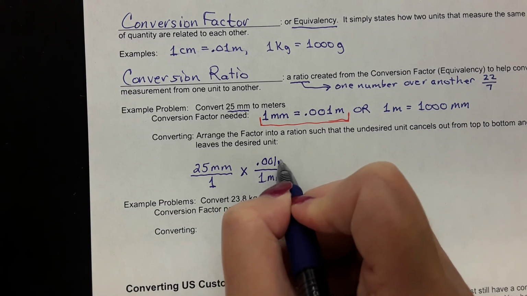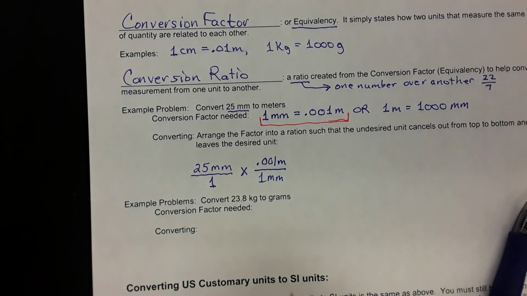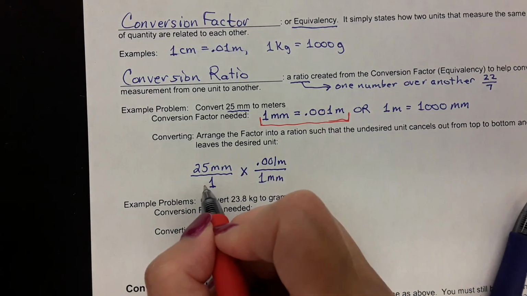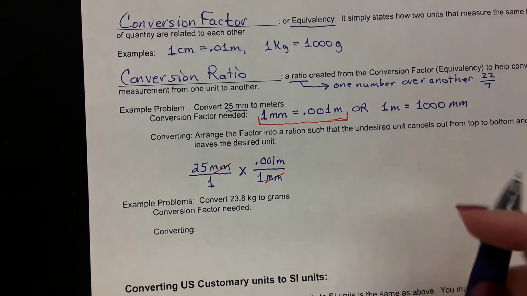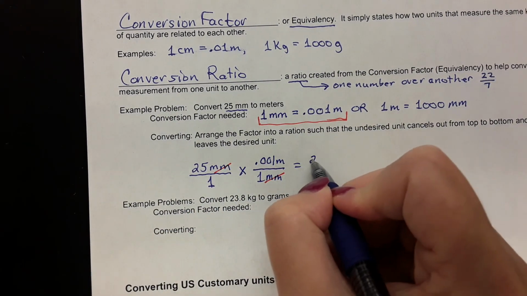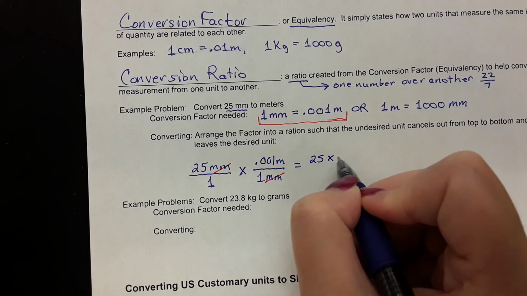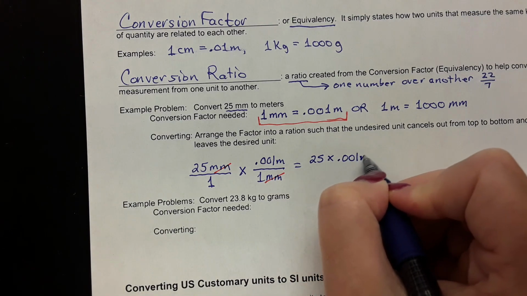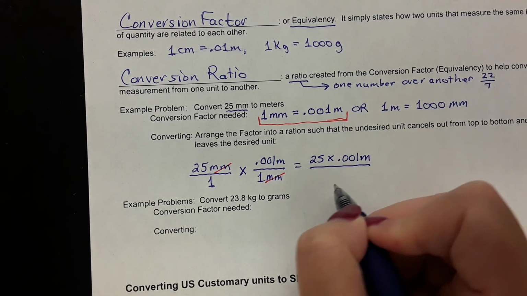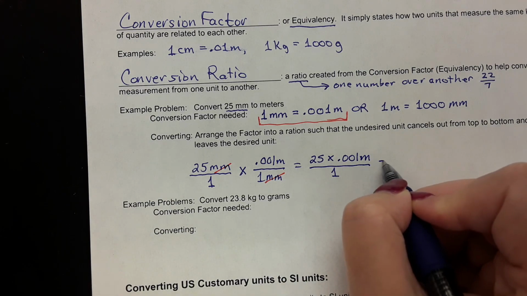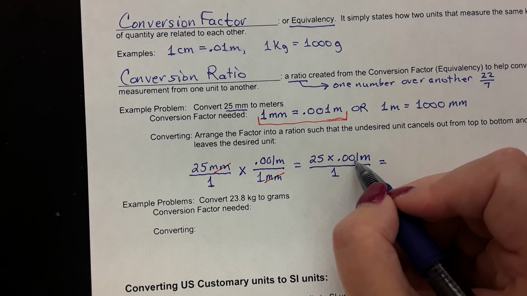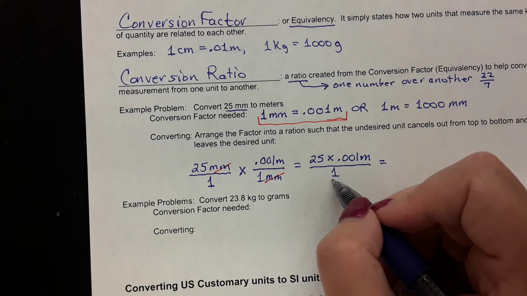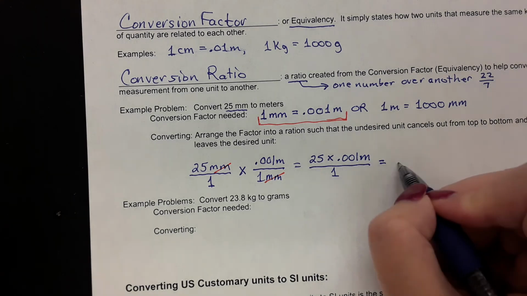Now we've made a conversion ratio. When you multiply across the top and bottom, the millimeters are going to cancel. And you're left with 25 times 0.001 meters, the unit we're ending up with, over 1. So when you say 25 times 0.001 and divide by 1, you get 0.025.